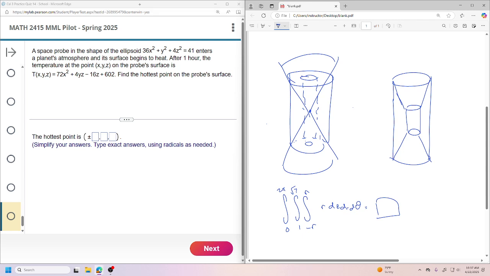So we have an ellipsoid, planet's atmosphere. After 1 hour, we have the surface. Find the hottest point on the probe surface. Oh, that's the temperature. Okay. Man, y'all are gonna make me have to work hard on this one because I can't remember now.